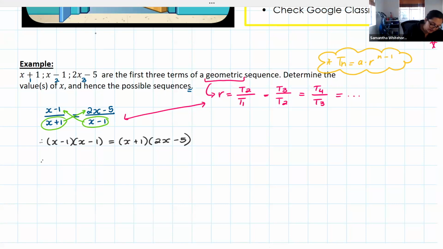Because what we can see is that we can distribute both sides, so x squared minus 2x plus 1 on the left, and 2x squared minus 3x, minus 5 on the right. And we now have an equation that we can solve.